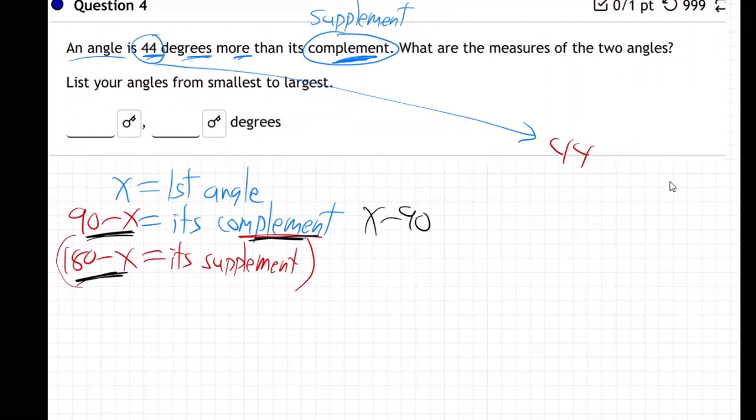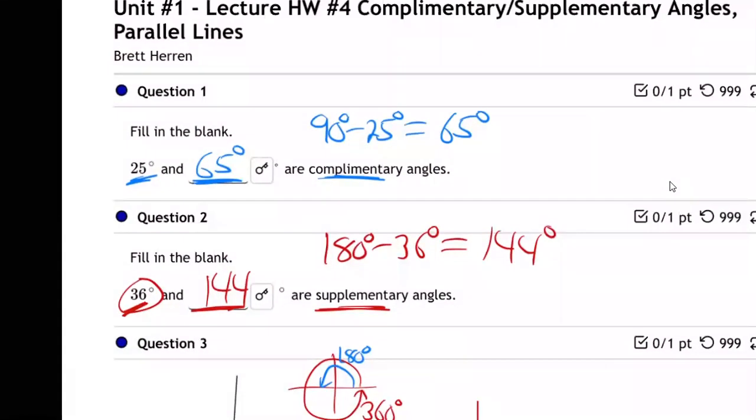It makes a difference who comes first. So you've got to be careful there. It's a really easy, common mistake to make. So watch out. And let's go back again to questions 1 and 2, right?